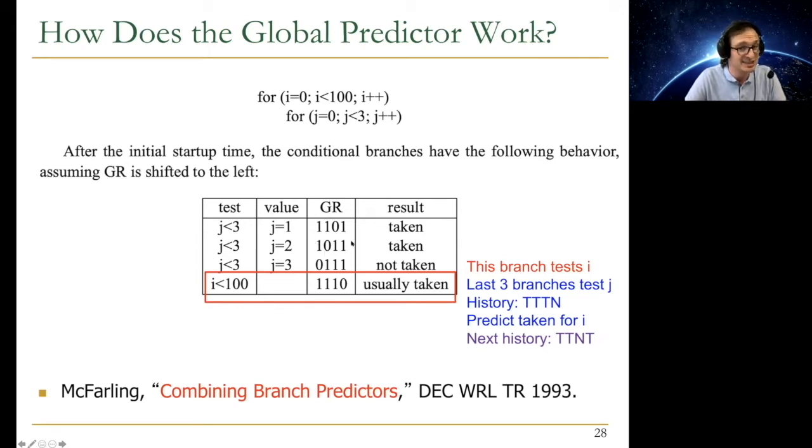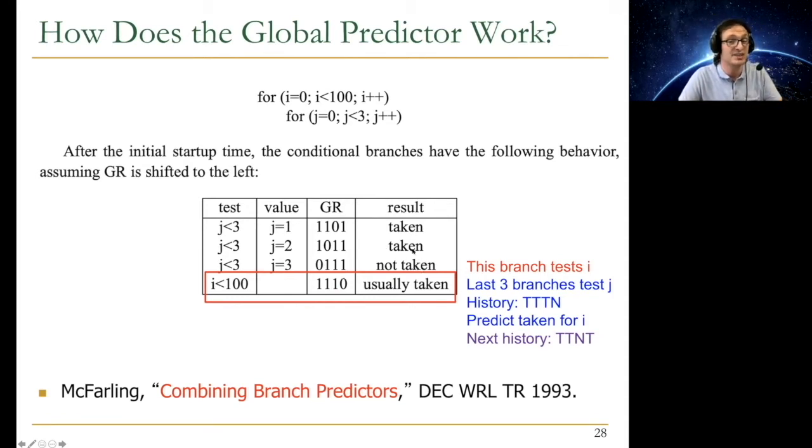Whenever you see the next history register value, 1011, that's also going to be taken because the inner loop is taken definitely at least twice. The third time it's tested, it's not taken. So whenever you see this history 0111, it's going to be not taken. So what the global branch predictor here is doing is associating histories, global histories, with different instances of different branches. So 1110 is always associated with the outer loop branch. 1101 is associated with the first iteration of the inner loop branch. 1011 is associated with the second iteration of the inner loop branch. 0111 is associated with the third iteration of the inner loop branch.